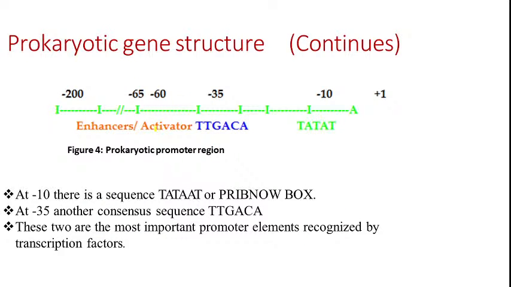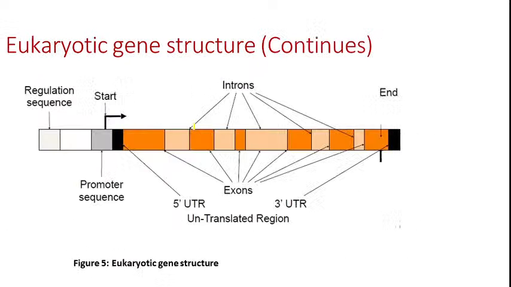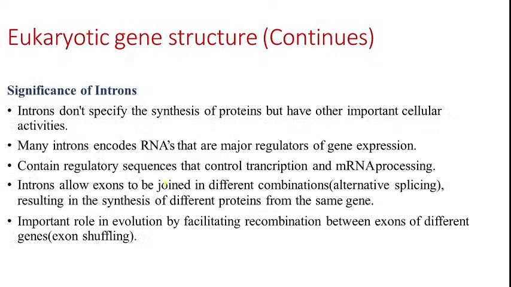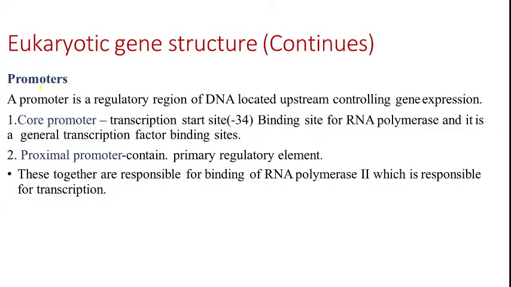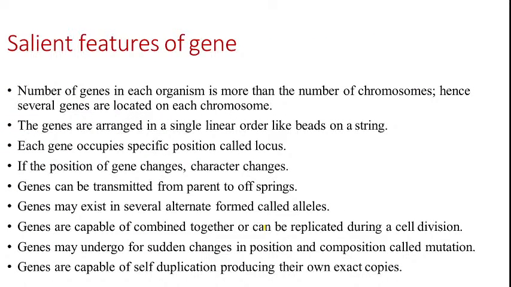So we have promoter, we have activator, we have enhancers. This minus 10 is known as the Pribnow box. Similarly in eukaryotic genes we have exons and introns. We have its starting region, and before it we have the promoter sequences. A promoter is a regulatory region of DNA located upstream, controlling gene expression. We have the cap which is 7-methylguanine at the 5' end, and at the 3' end we have the poly A tail. So you have to remember these things.